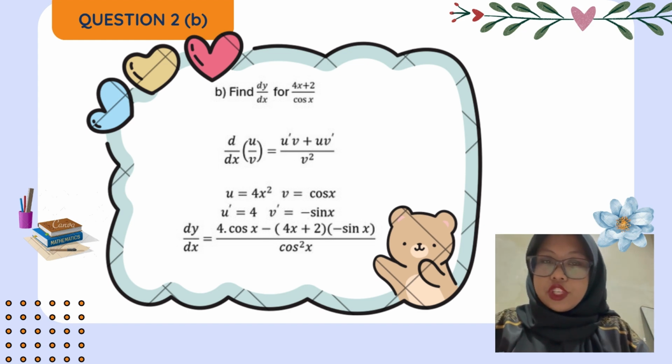Now we move on to question 2b. To find dy/dx for the function y equals (4x plus 2) over cos x, we use the quotient rule since the function is a division of two separate functions.